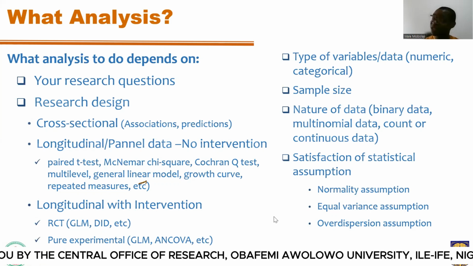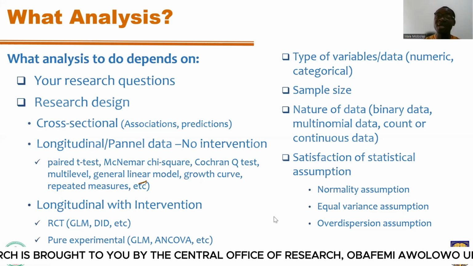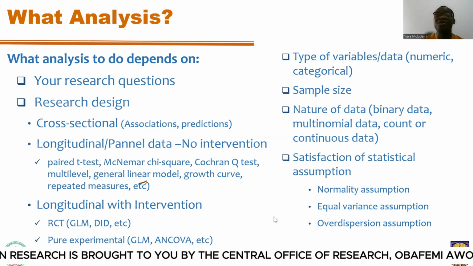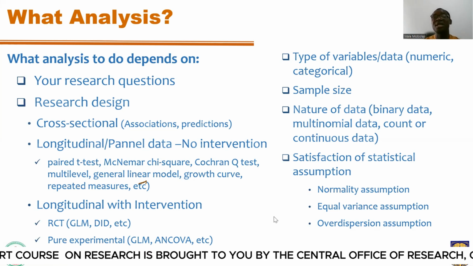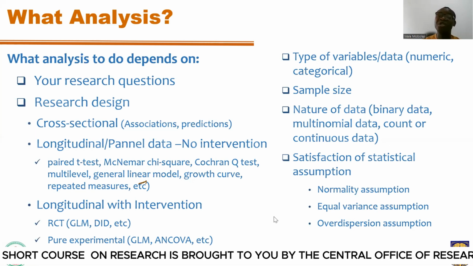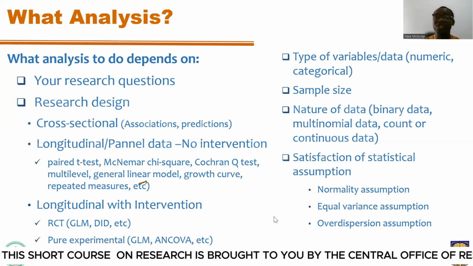Your sample size also influences your choice of statistical techniques. If your sample size is large, you have some choices. If your sample size is small, then your choices may be different from what you would do if you had a large sample size. And then the nature of your data, as I've talked about: binary data, multinomial, and count data. If your data is numeric, is it count or is it continuous data? Count in the sense of whether it's discrete or continuous.